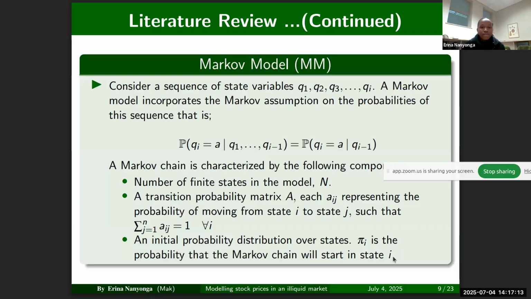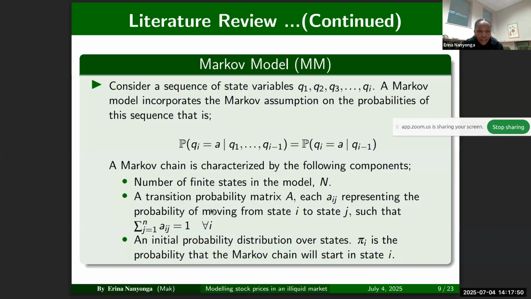Then more details on the Markov model that we handled. If we consider a sequence of state variables, the Markov model incorporates the Markov assumption on the probabilities of these sequences, that the current state doesn't depend on the past states, but it only depends on the previous state. It is characterized by the following components. There are three. We have states, and in this case they are finite. We have state 1 and 0. State 0 is the case when prices remain constant, and state 1 when there is a change in the stock prices.